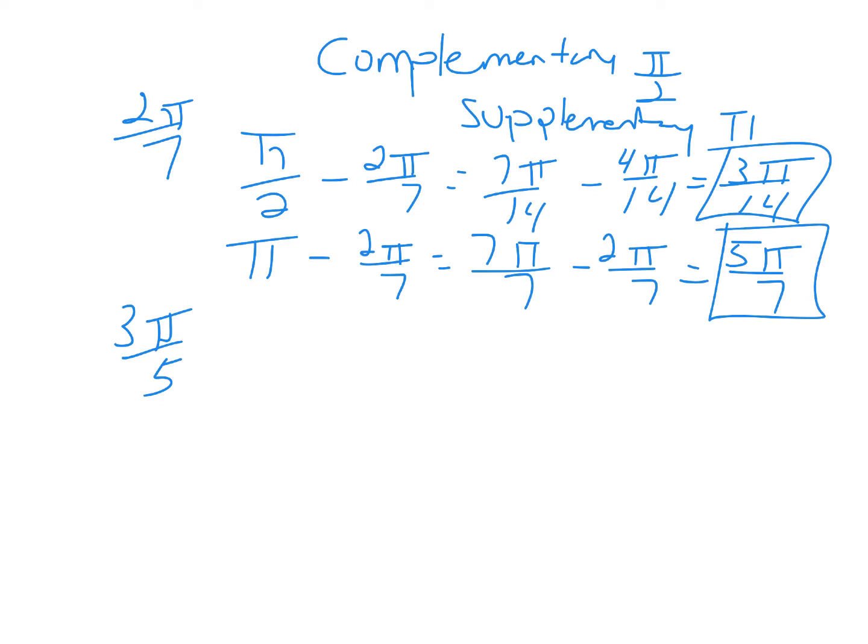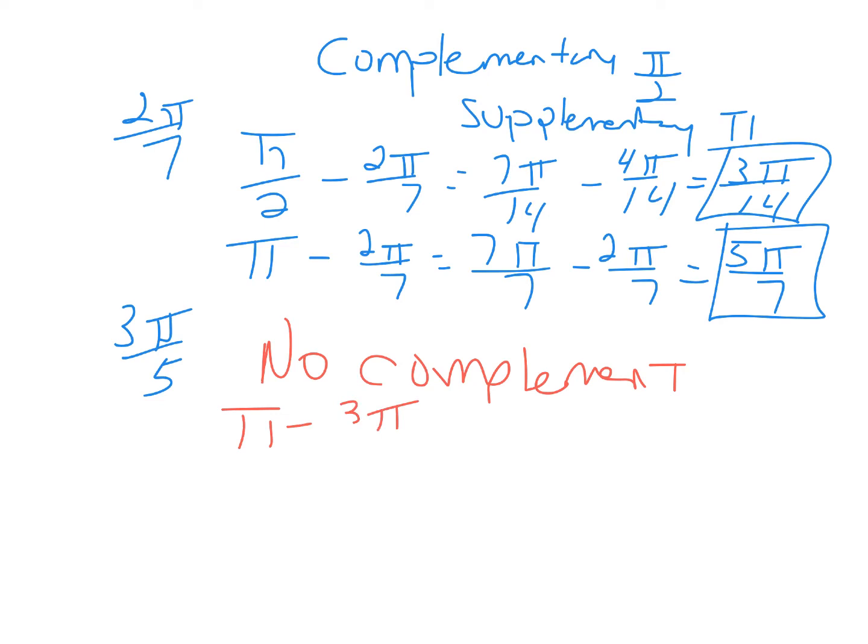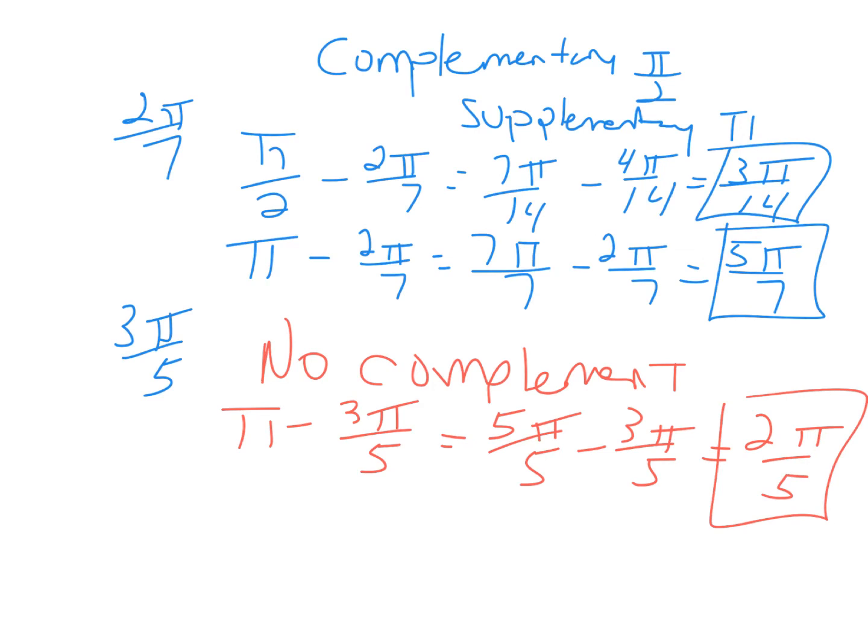Now for the other one. You might notice that 3 pi over 5 is more than pi over 2, so there is no complement. So we're going to do pi minus 3 pi over 5, which there is a supplement, as a matter of fact, for this angle. So we subtract, get a common denominator. 5 pi over 5 minus 3 pi over 5, subtract, get 2 pi over 5 is the supplement.